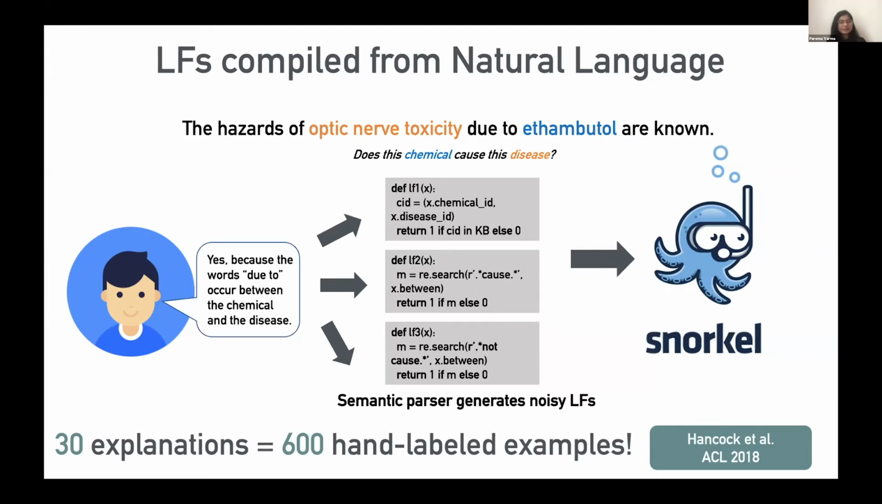As a quantitative analysis related to this particular project, we actually only collected 30 explanations, which took less than 30 minutes to write. And they were equivalent in quality to having 600 hand-labeled examples. Again, this goes back to the fact that Snorkel really helps us scale the amount of training data we're labeling really easily, but also speaks to how easy it is now for users to interact with this platform.